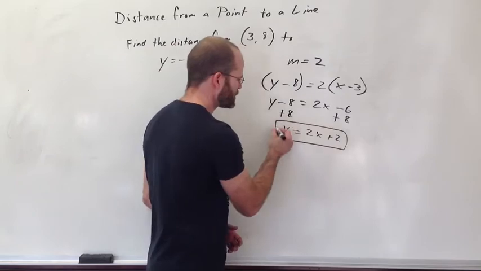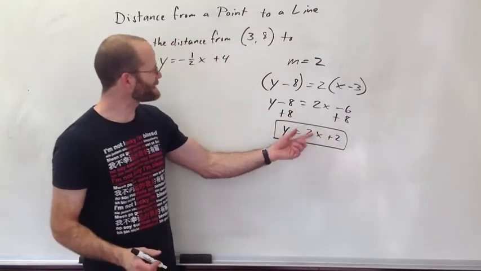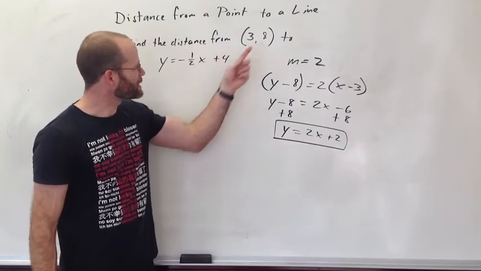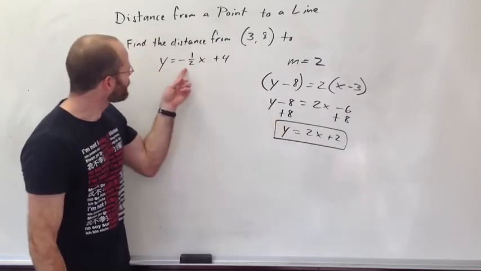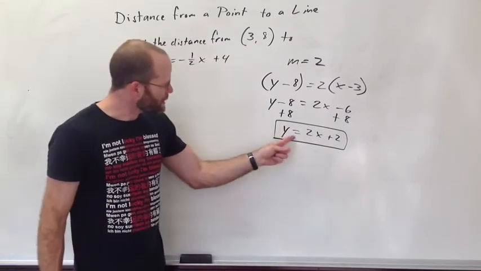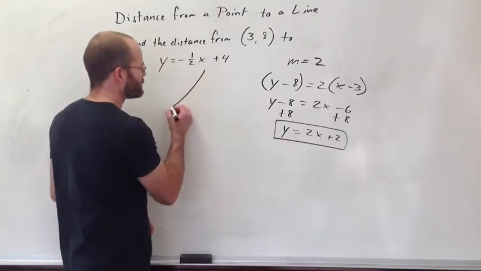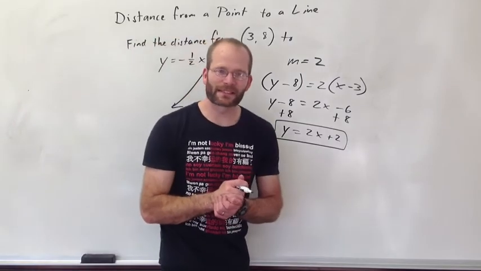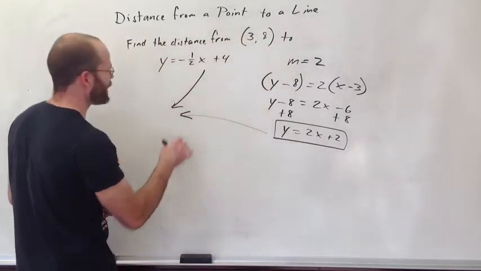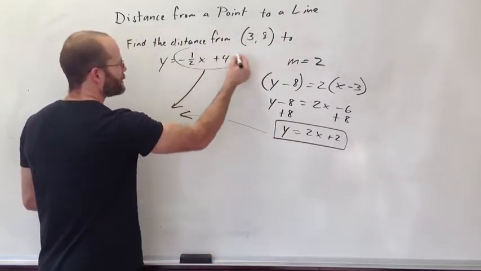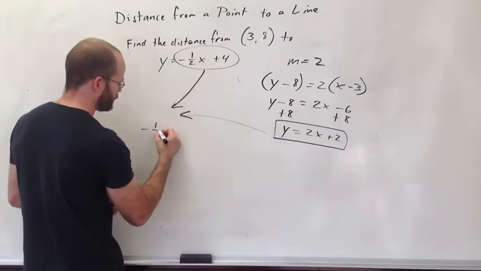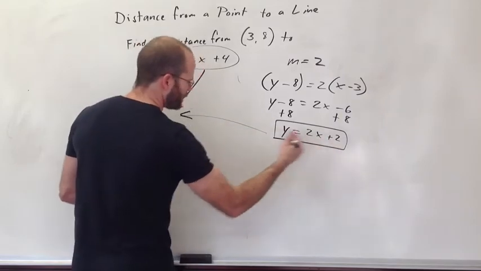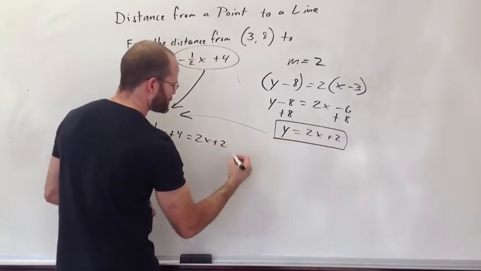This is the new equation we just found. This is the equation of the line that contains the segment that's perpendicular to this line here, but goes to this point. And this is my original equation. So we'll use these two equations, solve a system of equations, and that will tell us the point at which those two lines intersect. So to do that, I'll take this expression on the left side, -1/2 x plus 4, and set it equal to this expression on the right side, 2x plus 2.